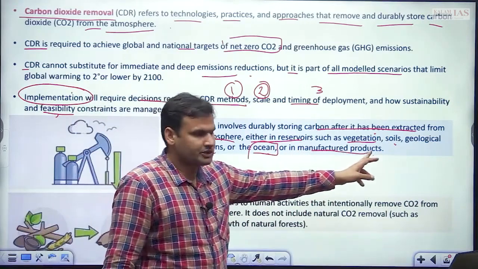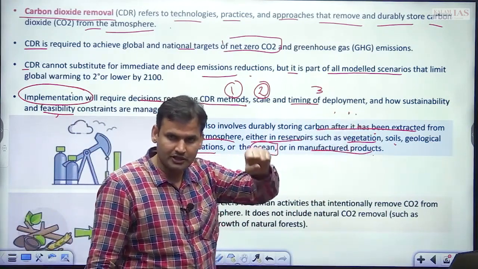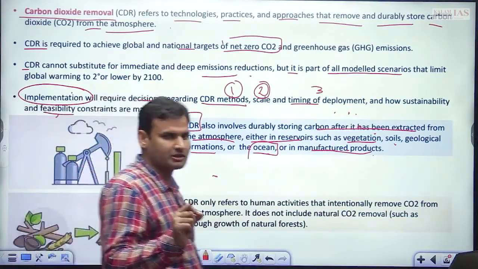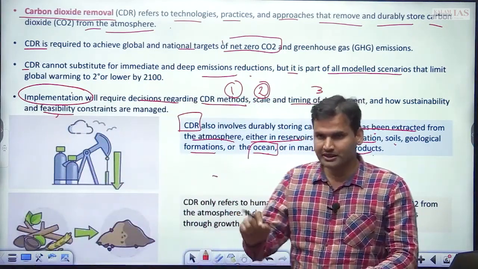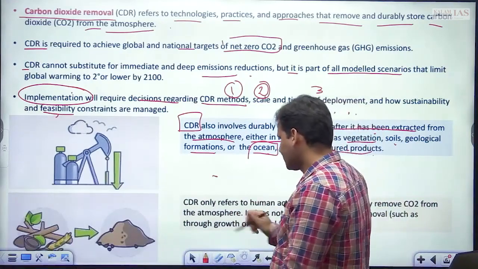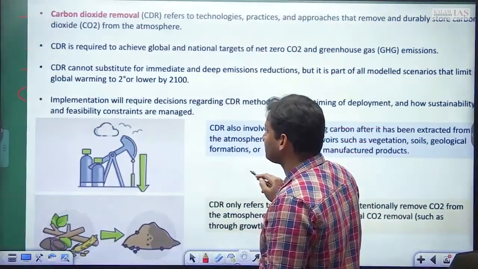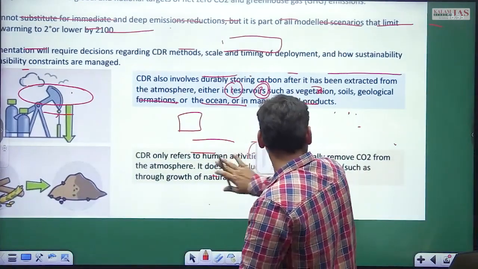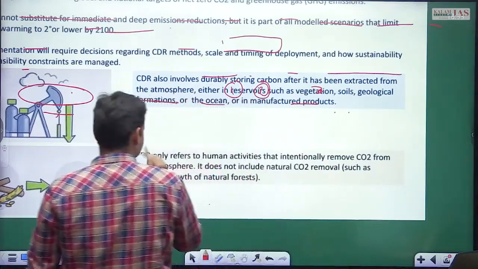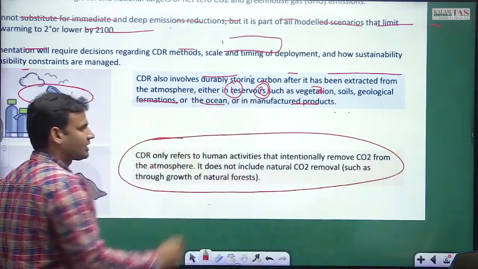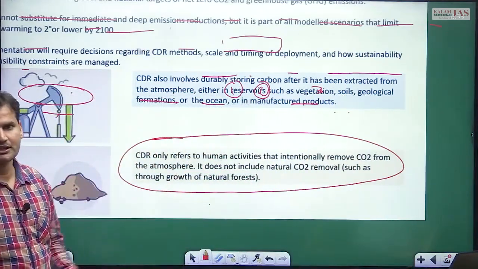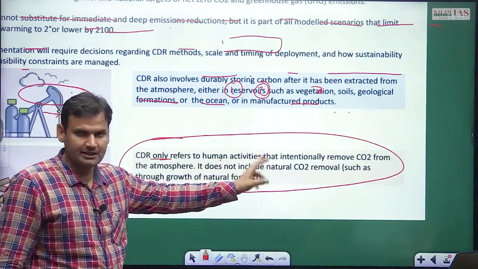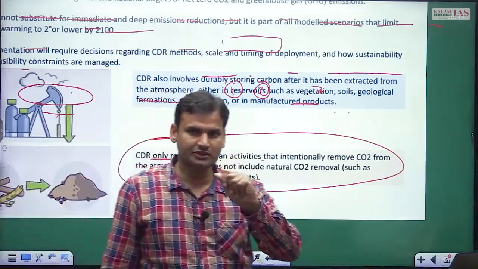Or the manufactured products. So carbon can be stored in a number of points. And a very important point to be noted in this CDR is that CDR only refers to... so this should be kept in mind. Rather, you can note this also, because this can come as a separate prelims statement also. The CDR only refers to human activities which intentionally remove carbon dioxide.